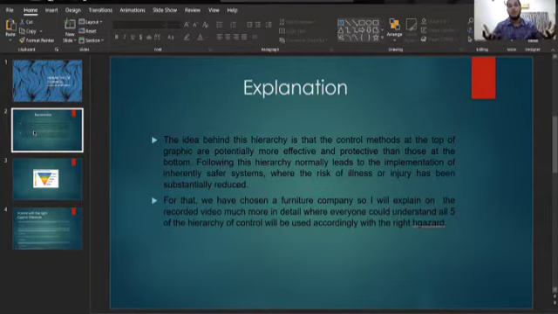So for that, we as a group have decided to take up a furniture company called Keppel, which is a wooden company. I will explain on the recorded video, which is this, in more detail, so you all could understand which is the right control measure for a certain hazard. The examples of hazard are physical, chemical, biological, and so on.